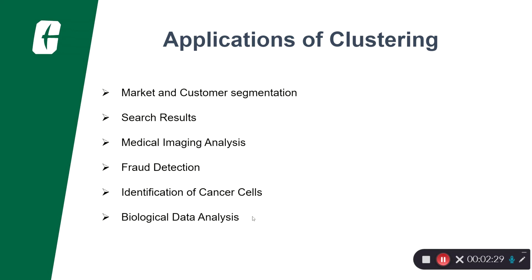Clustering is also used in medical imaging analysis and fraud detection. In fraud detection, it is mainly used to find outliers, which are the frauds that happen during transactions. It is also used in the identification of cancer cells in the human body, and in biological data analysis. In biological data analysis, clustering helps in extracting useful information from large data sets collected in biology and other life sciences.